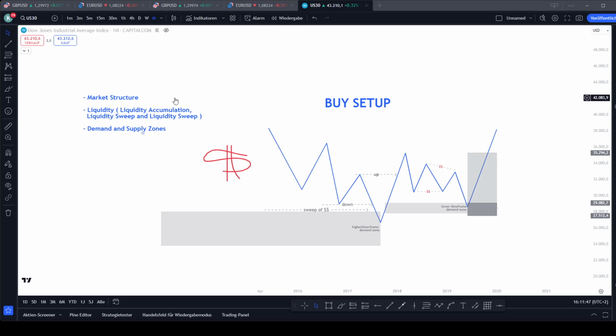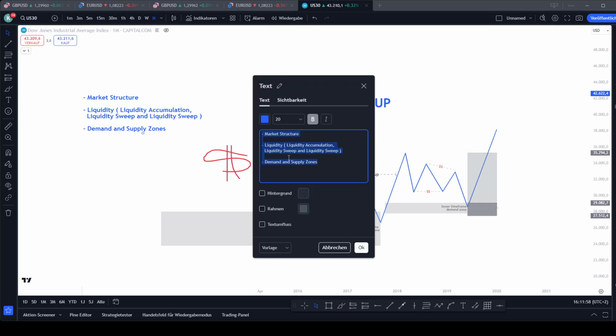And for my setup, I focus mainly on three aspects: market structure, liquidity, demand and supply zones. And since we are on a buy setup, I focus solely on demand zone. So let me just delete the supply zone, right? Demand zone, then we go.